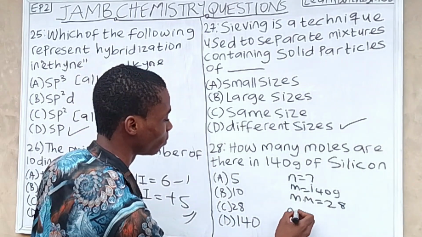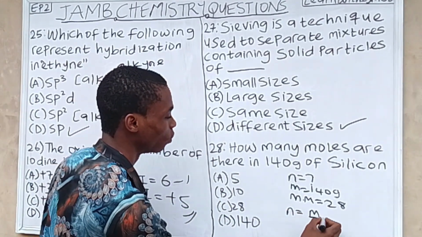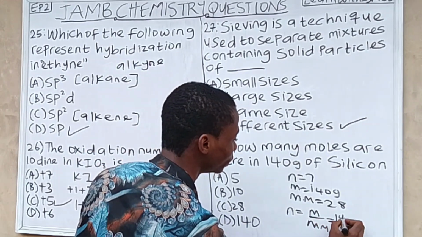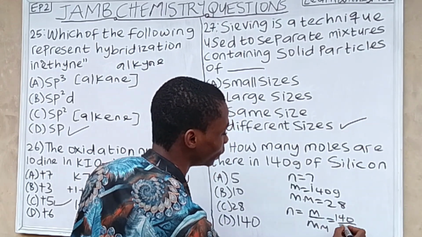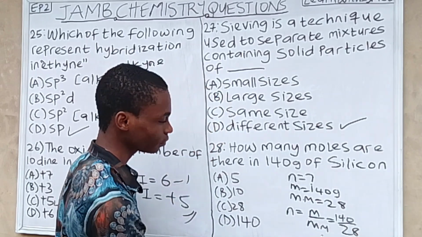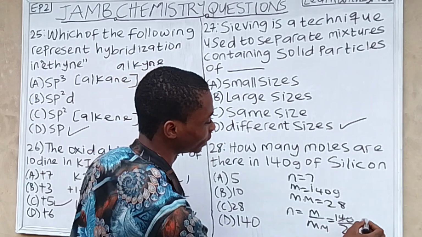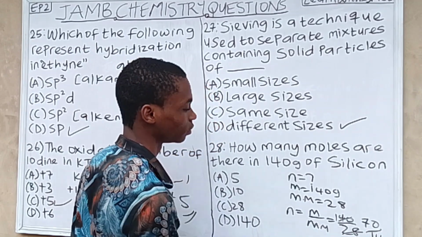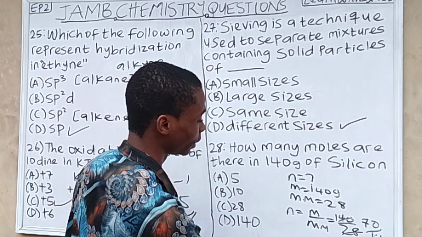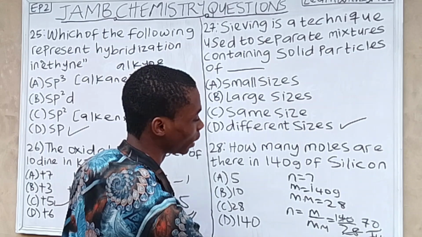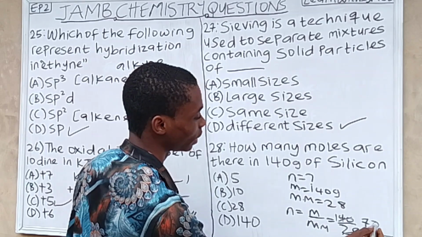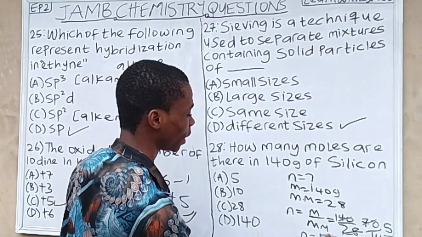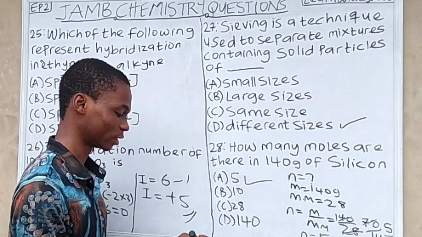So now, number of moles equals mass over molar mass. So our mass is 140 and our molar mass is 28. So let's divide. 28 divided by 140 is... 2 divided by 28 is 14. 14 divided by 14 gives us 1. 14 divided by 70 gives us 5. So our number of moles equals 5. 5 is the correct answer.